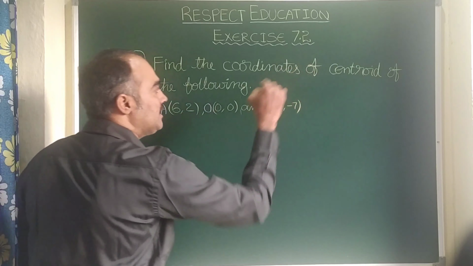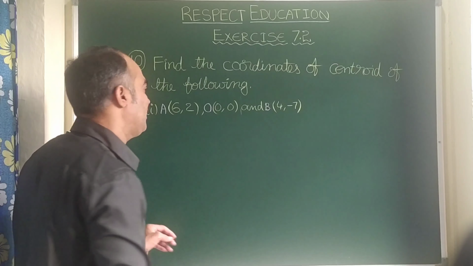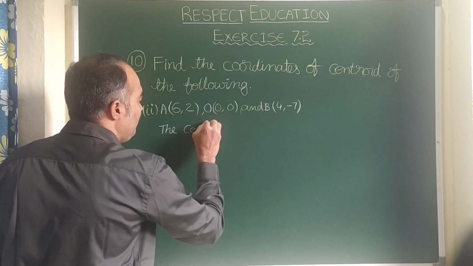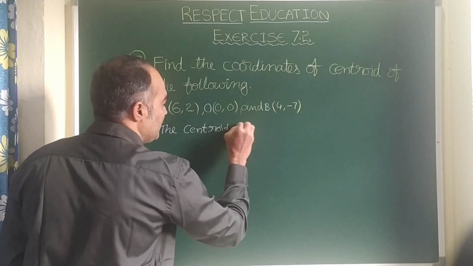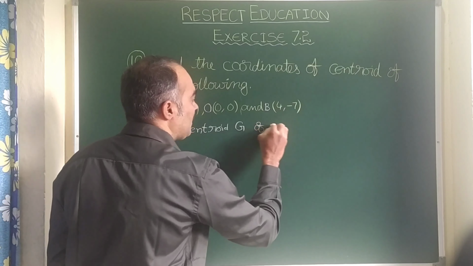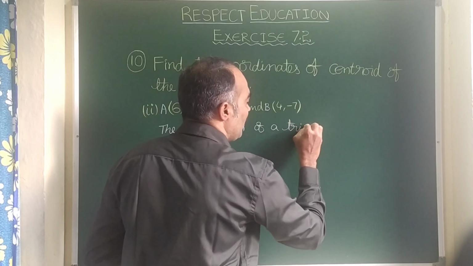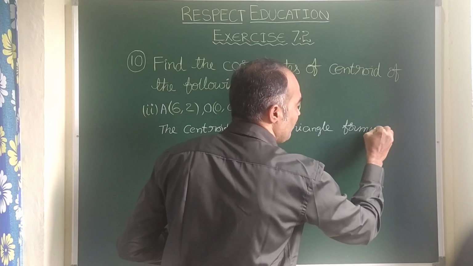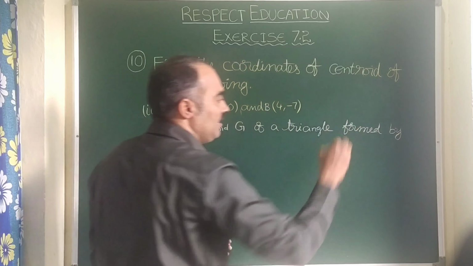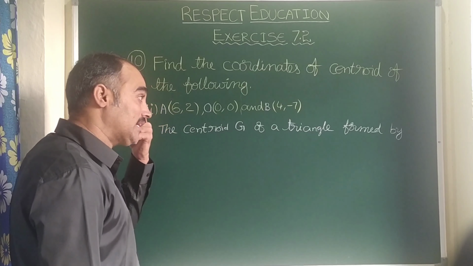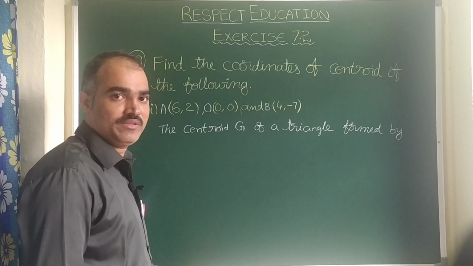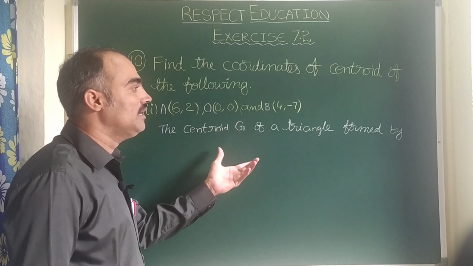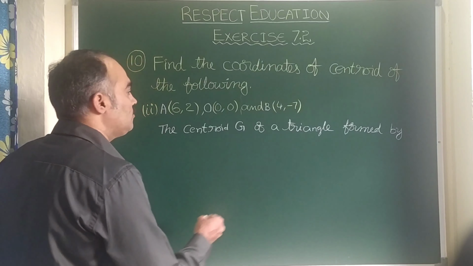Now we need to find the centroid. So let us write the formula for centroid. So the centroid G of a triangle formed by, we can take A, B, C only, A (x1, y1), B (x2, y2), C (x3, y3). Why? Because here in this problem it is O (0, 0). Because of this we cannot change the formula. So let us write the formula as usual.